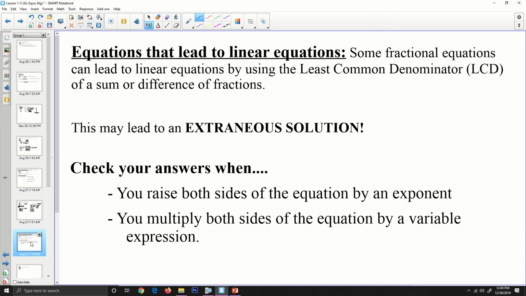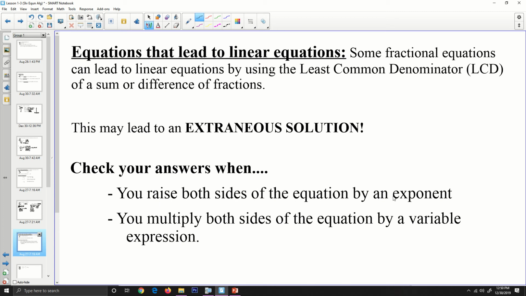Equations that lead to linear equations. Some fractional equations can lead to linear equations by using the least common denominator, LCD, of a sum or difference of fractions. And this may sometimes lead to an extraneous solution, which we will revisit multiple times in this class. So you should always check your answers when you either A, raise both sides of the equation to an exponent.